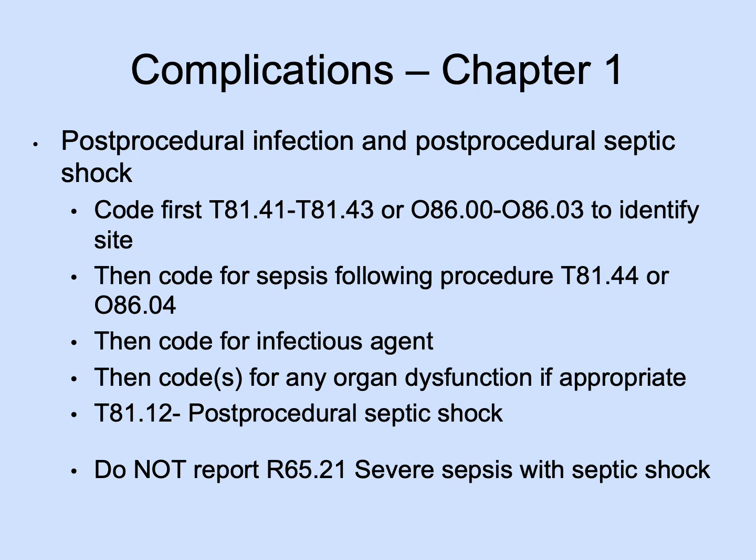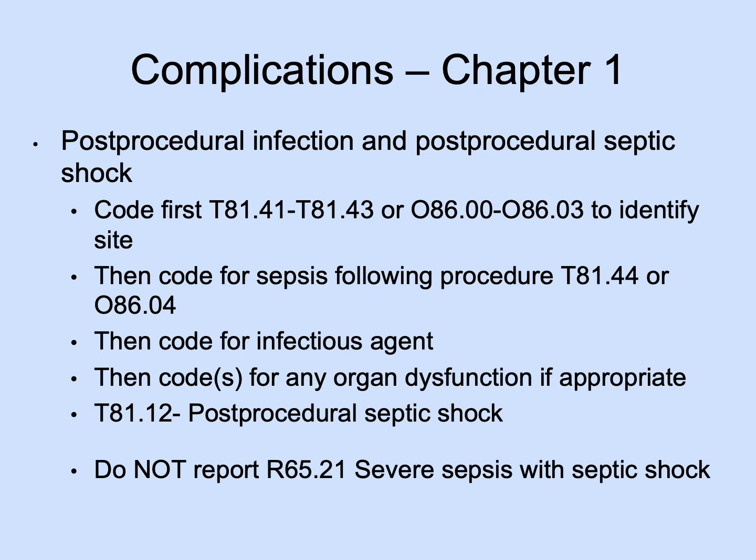There are also specific guidelines for post-procedural infection and septic shock. So code first T81.41, T81.43, or O86.00, O86.03 if it's obstetric, to identify the site. Then code for sepsis following procedure, T81.44 or O86.04. So far we're pretty much in line with what we had before. Then the infectious agent, then organ dysfunction, then T81.12 with another digit, post-procedural septic shock.